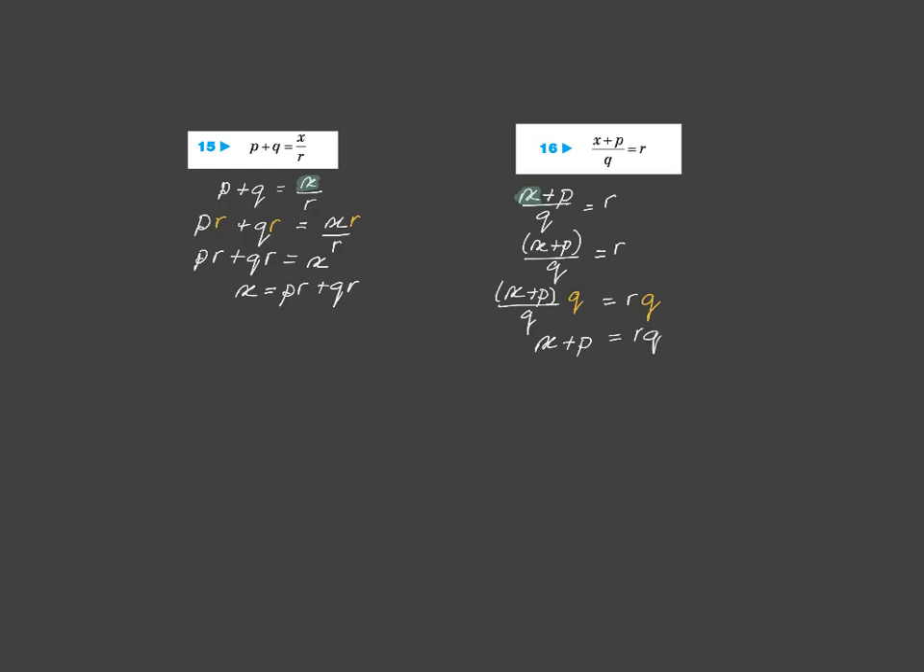Subtract p from both sides, so on the left we'll have x plus p minus p, is equal to, on the right, we have rq minus p. On the left, p minus p is 0, which just leaves us with x is equal to rq minus p. If you want your maths to be perfect, you'll write rq in alphabetical order and make it qr minus p.